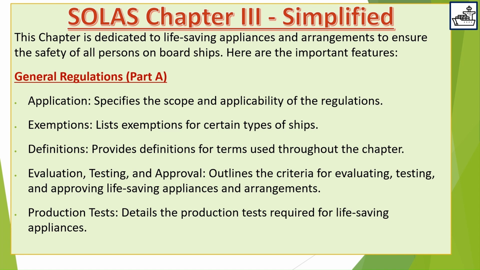Exemptions. Lists exemptions for certain types of ships. Definitions. Provides definitions for terms used throughout the chapter. Evaluation, testing, and approval. Outlines the criteria for evaluating, testing, and approving life-saving appliances and arrangements. Production tests. Details the production tests required for life-saving appliances.